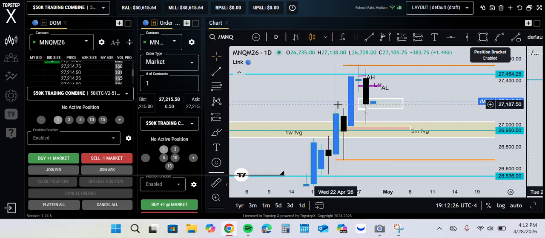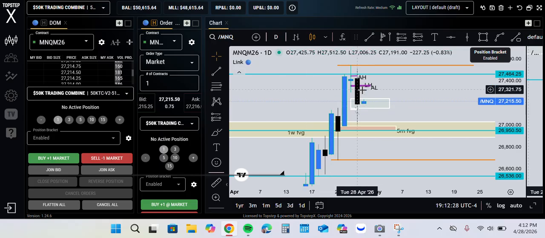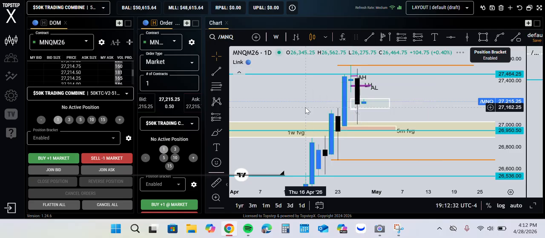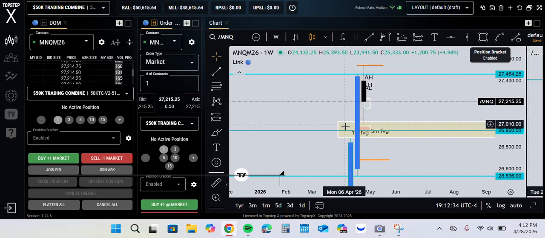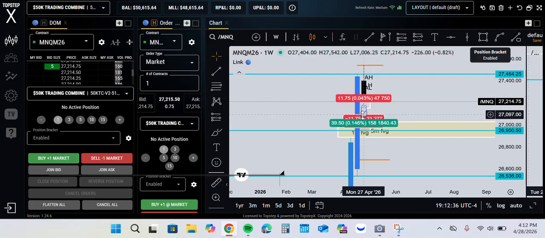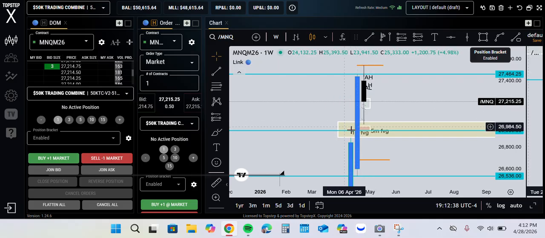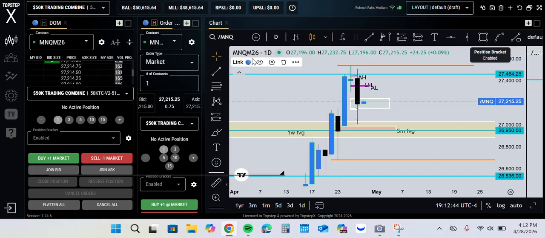I also wanted to note that this day candle was actually within a fair value gap of this previous week. I just want to take that into note. This was when the market was moving earlier this morning. There was a fair value gap that this candle was moving inside of, so I wanted to take that into account as well.